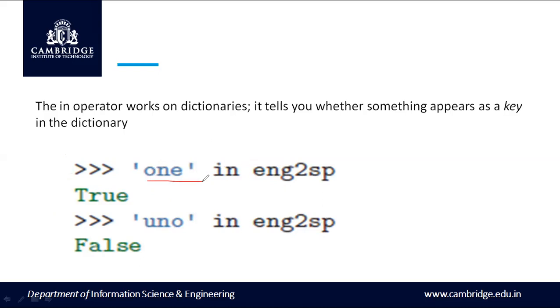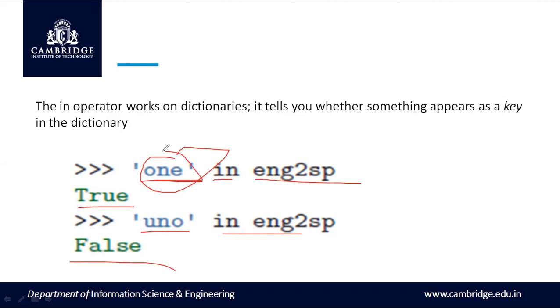Here 1 is a key, so 1 in the English to Spanish dictionary returns true because the key value pair with key 1 is present in the English to Spanish dictionary. Whereas if you check for the value, that is uno, in English to Spanish, it returns false because it only looks up the keys and returns the corresponding values.